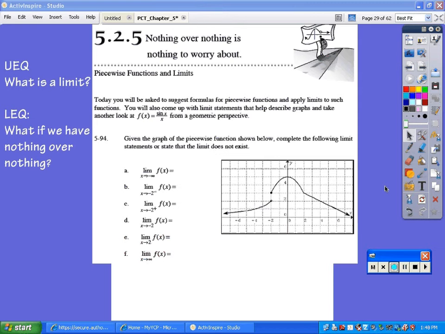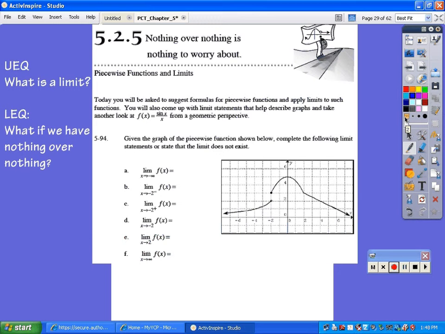Here we are, lesson 5.2.5. Nothing over nothing is nothing to worry about. We're going to begin with problem 5-94, piecewise functions and limits. Just extra practice here. Again, if you know how to do this, you will be just fine on the quiz.